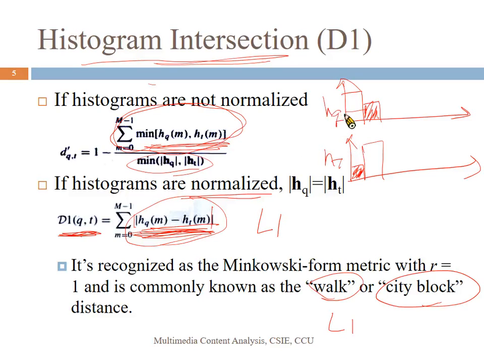So you can imagine that if these two histograms are totally the same, then the intersection between them would be the largest, would be equal to 1. Okay, so actually the histogram intersection is kind of a concept of similarity. So here we use 1 minus the similarity, so we get the distance. So the distance D1 is a distance measure defined based on histogram intersection, and it's also known as walking distance or city block distance.